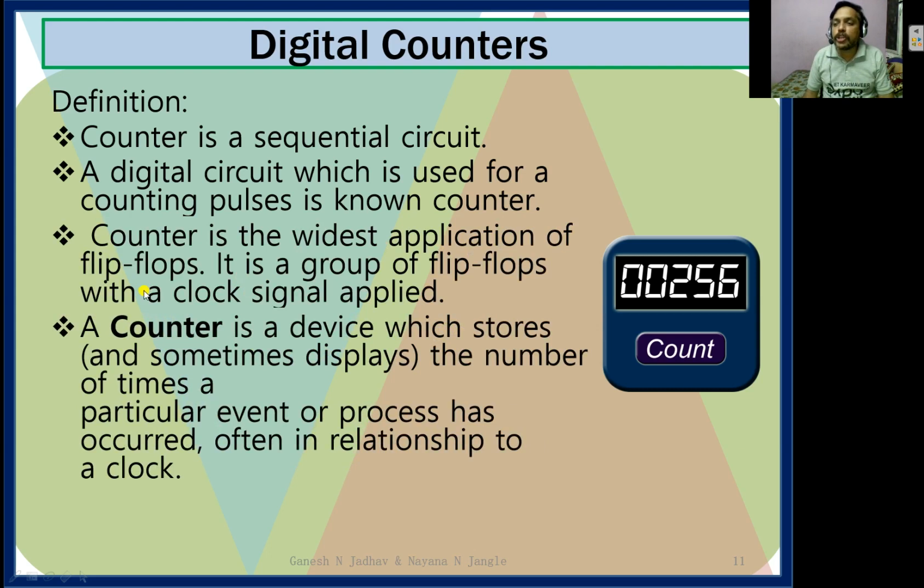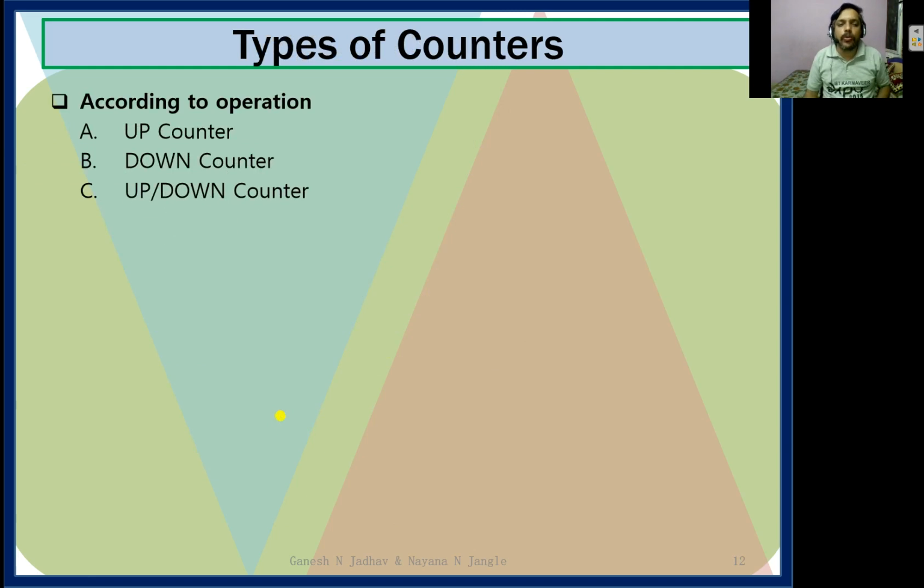The counter is the widest application of flip-flops. So the counter is always designed with the help of flip-flops. It is a group of flip-flops with a clock applied. The clock may be synchronous or asynchronous in nature. A counter is a device which stores the number of times a particular event or process has occurred, often in relationship with the clock. Okay, so this is the definition of the counter. So what are the different types of digital counters?